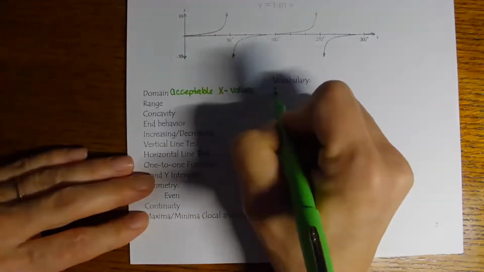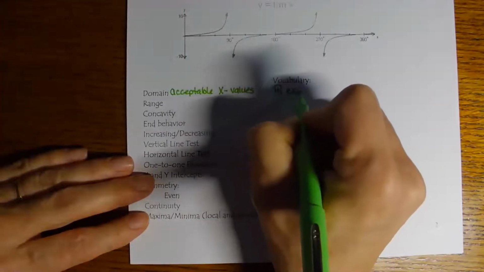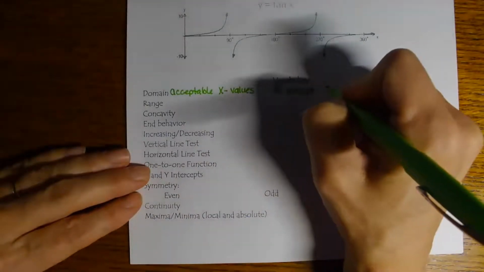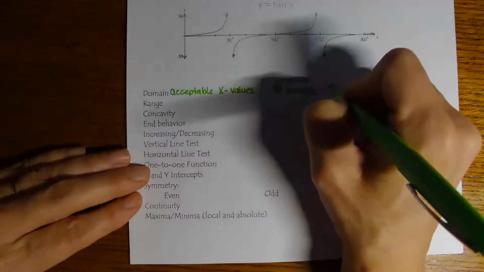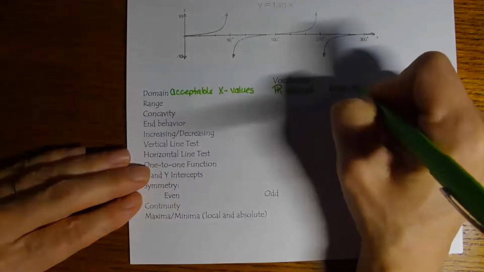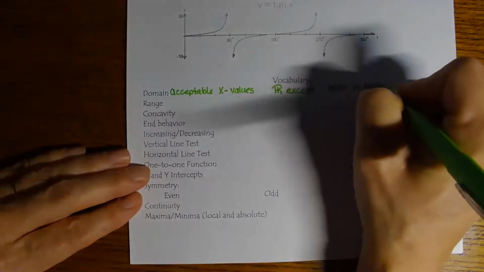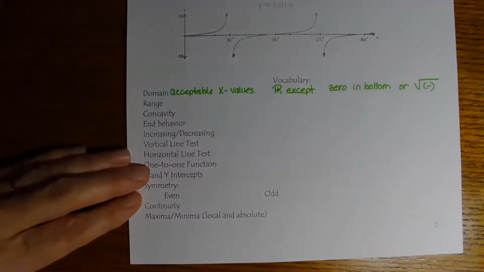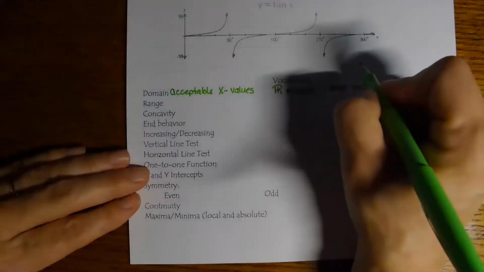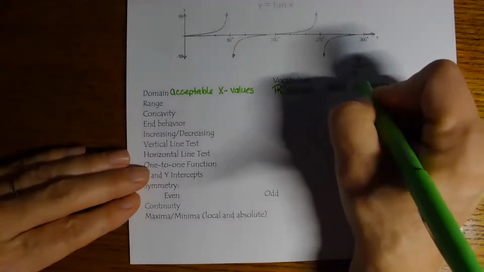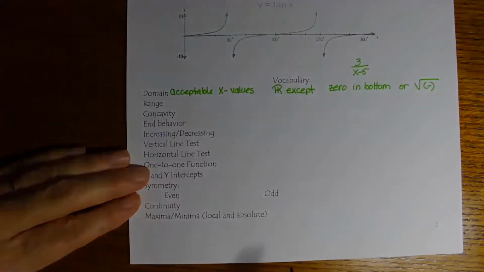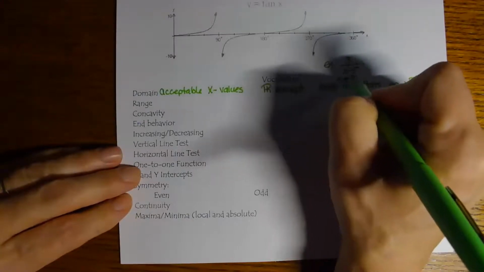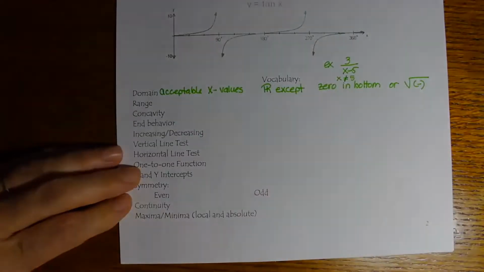Well, it's all real numbers except what? A zero in the bottom. Or if you have an even root, a negative sign. So for example, if I had 3 over x minus 5, right? X can't be 5 because 5 would create a 0 in the bottom.